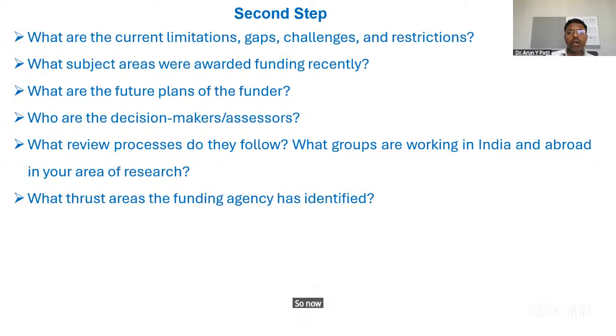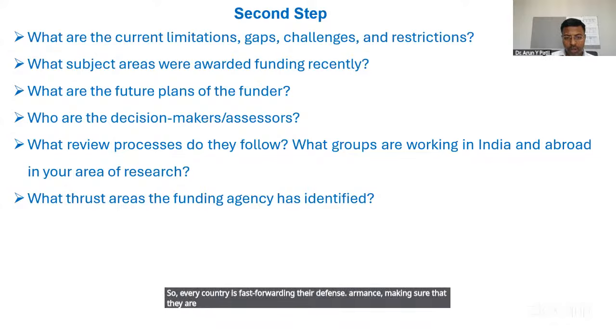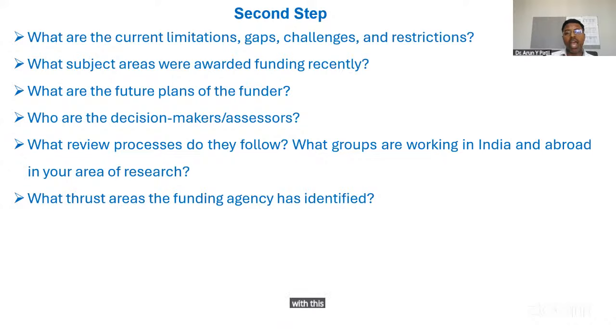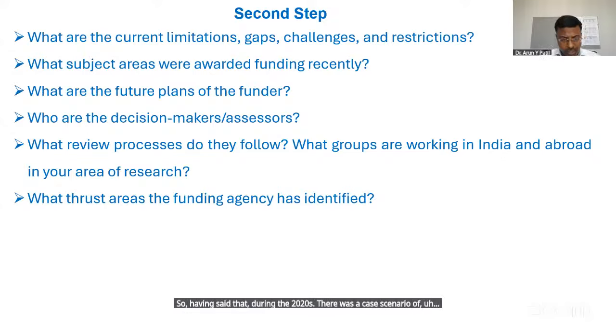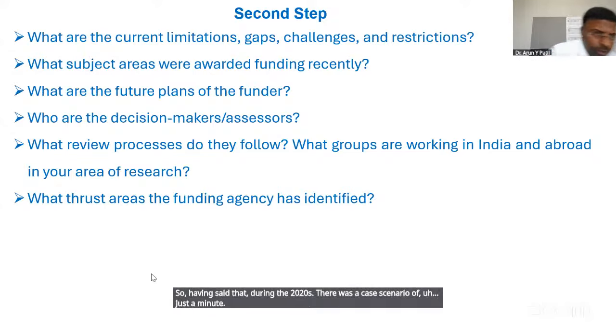So nowadays the focus is more towards the defense sector, because you have seen anytime the third world war is on the corner, so every country is fast forwarding their defense armaments, making sure that they are well equipped for a war to happen anytime. So, having said that, during the 2020s, there was a case scenario of... just a minute. I'll close the window.